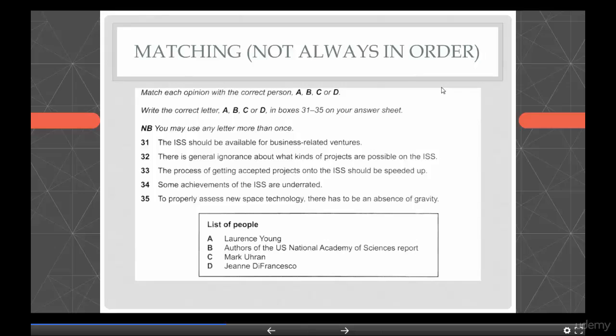So also keep in mind, with this question, you have more questions than you have answer choices. So that means somebody's name is going to be used twice. Sometimes it might be the other way around, where you have 4 questions and 6 names. That means that 2 of the names are not going to be used. So just keep that in mind when you're doing a matching question.